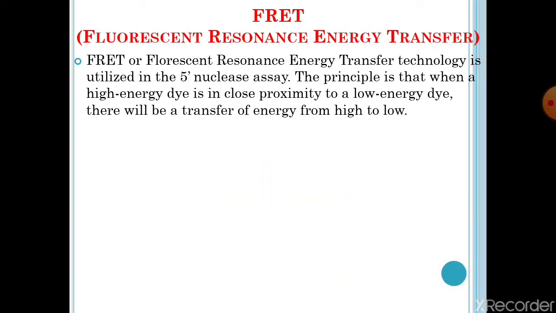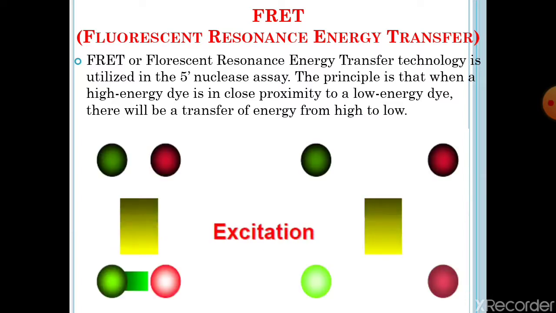Come to the next. What is fluorescent resonance energy transfer, or in short we call it FRET? The FRET or fluorescent resonance energy transfer technology is utilized in the 5' nuclease activity. The principle is that when a high energy dye is in close proximity to a low energy dye, there will be a transfer of energy from high to low. That is, the high energy dye is transferring the energy to the low energy dye. Here you can see.